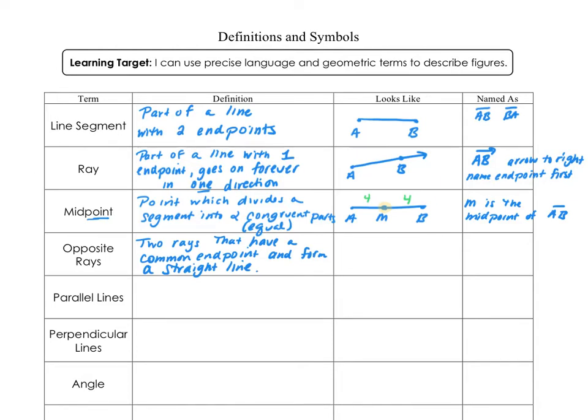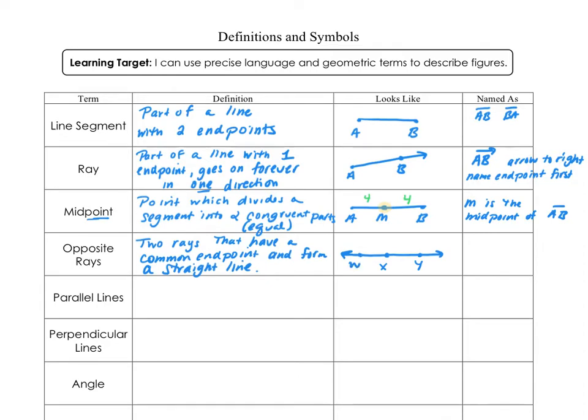Alright, opposite rays are 2 rays that have a common endpoint and they form a straight line. So if we draw one ray to the right, and that starts at point X, let's say, and goes through point Y, and then we draw a ray going in the opposite direction, directly to the left, and it makes a straight line with that first ray.